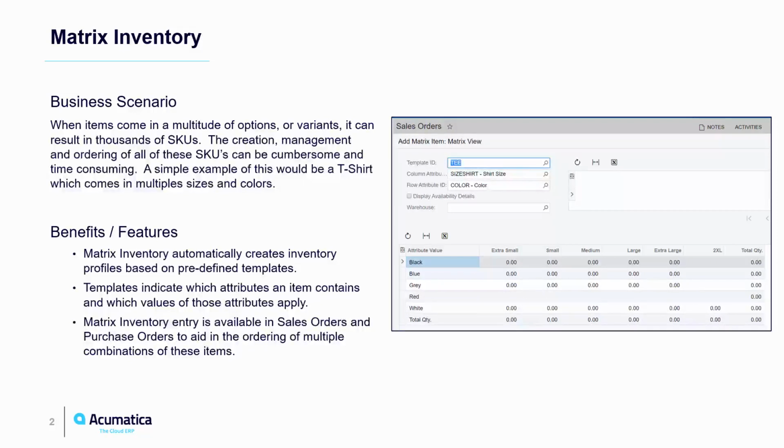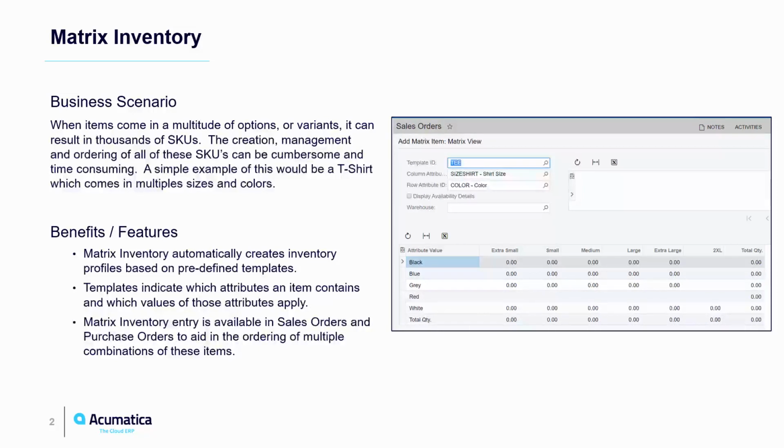A simple example of this is a t-shirt. A t-shirt has a single style number that represents a basic V-neck short sleeve shirt. That style is available in multiple sizes and colors. Each style, size, and color combination needs a unique inventory ID in Acumatica, but the creation, management, and ordering of all of these inventory IDs can be cumbersome and time-consuming.